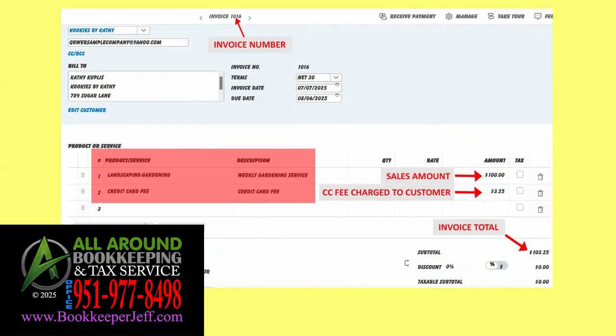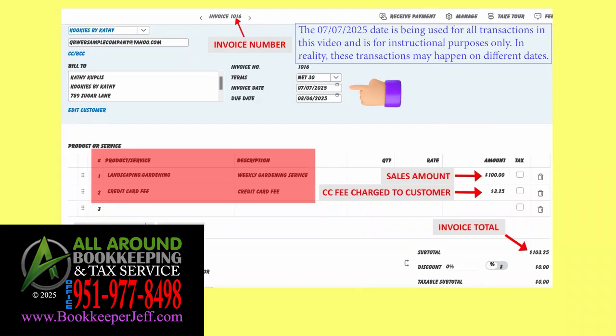So let's look at an actual invoice in QuickBooks and see what this looks like. We have the invoice number of 1016 at the top. We're using an existing transaction inside the Craig's Landscaping Company, the QuickBooks test drive. We're doing the invoice date of July 7th. Everything will be handled and processed on the 7th to make the reports easier.